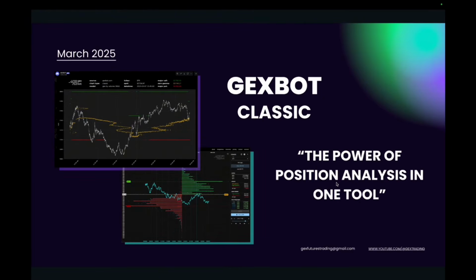Hi everyone. I'm here today because I think it's quite important for the people who have heard about trading with gamma exposure, and when they come to the channel and to Gexbot, try to learn. They think that because we have Classic, State and Order Flow, they should go to the most advanced tools. But what I want to show you today is how good Gexbot Classic is, and how it can give you a good edge in the market. It's the power of position analysis in only one tool.